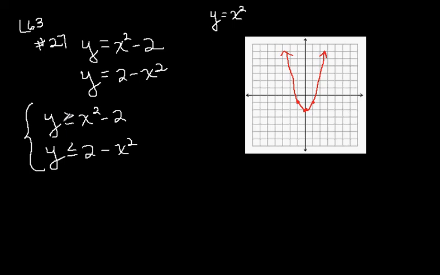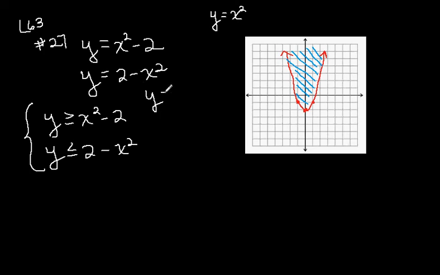And it's all the values that are greater than the parabola. If it was under here, it would be less than the parabola. So we're going to have all the ones greater than the parabola. So it's all going to be in here. Now we're going to graph the second parabola.